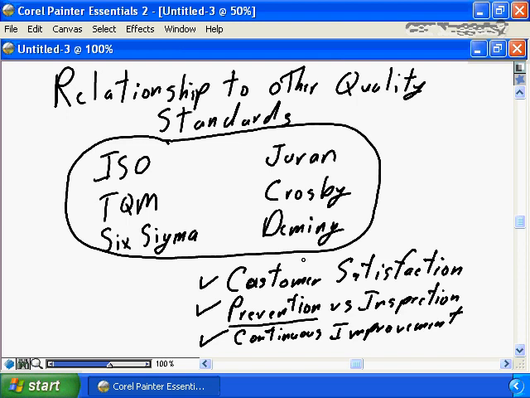Now it's time to start to explore the various components of the quality process defined by the PMBOK guide.